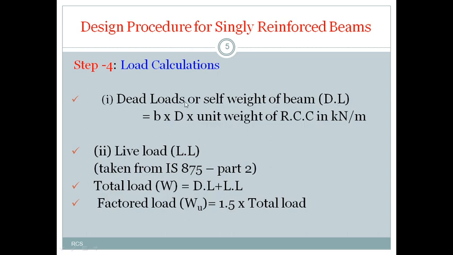Right? Similarly, another kind of load we have is live load. I can say it is an imposed load also. This can be taken from IS 875 part 2. And these two loads are added together, then we get the total load which is coming on the member which we are going to design. That is, the total load W equal to dead load plus live load.